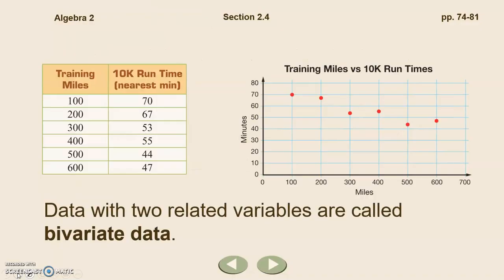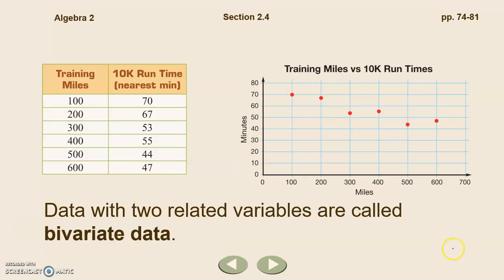So let's take a look at some real-world data here. We have training miles listed here on the left, and that's going to be our x variable down on this x-axis. And our 10K runtime to the nearest minute is our y data, or y-axis data. And we've graphed those different points along here on our graph. So we have 170, we have 267, we have 353, 455, 544, and 647. So it looks like the more miles that you train with, the faster your time gets in that 10K.